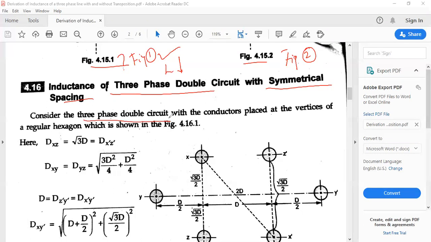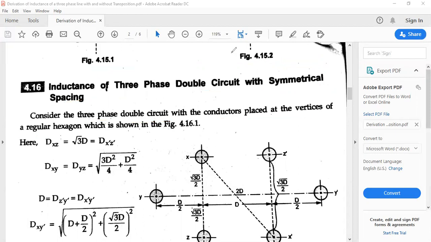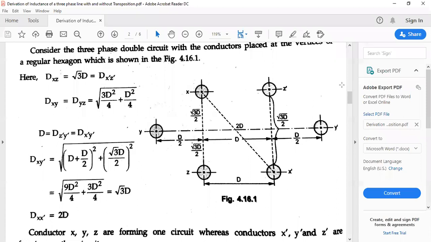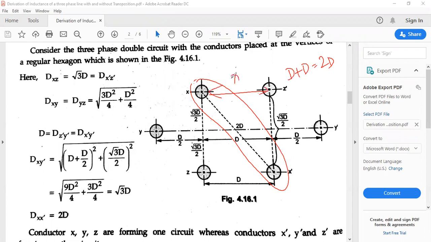Considering a three-phase double circuit line with the conductors placed at the vertices of a regular hexagon, as shown in the figure, the distance from x to x dash is D plus D, which is 2D. For the remaining distances, such as z to z dash, this one is generally taken to be D.